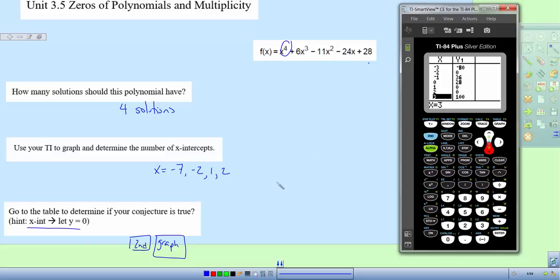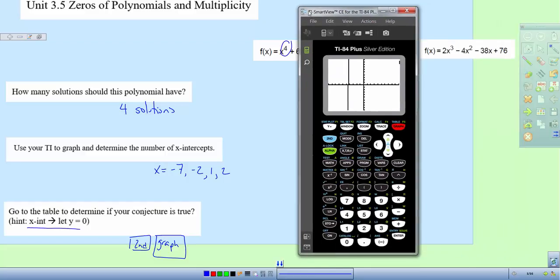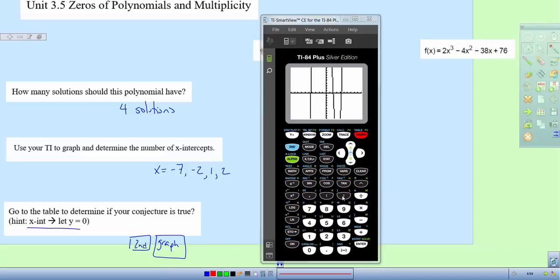We're going to be tying the technology in with this, and that's what we'll be doing throughout this particular section. The second equation, if I take a look at the graph, you can see it crosses 1, 2, 3, 4. So for the second equation, I'll go there real quick, turn this one on, turn that one off, do the same thing, hit graph and see. So this is for the second equation. In this case, I should have 3 solutions because the biggest exponent is 3.